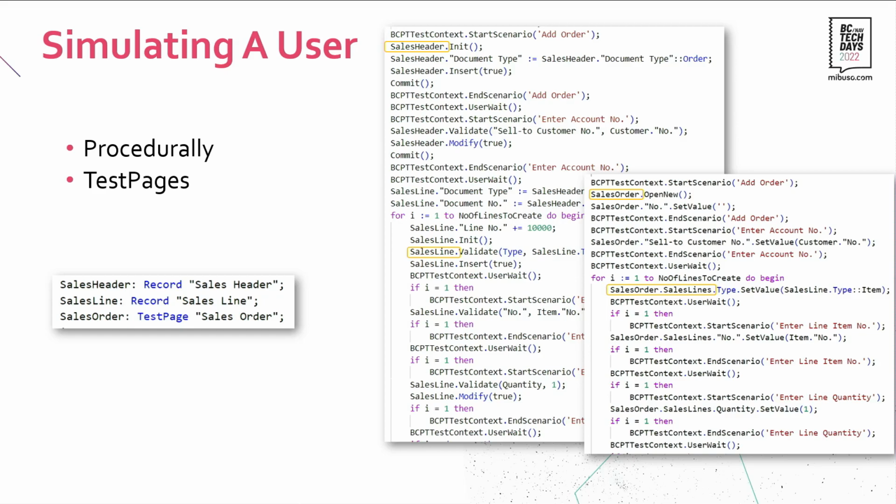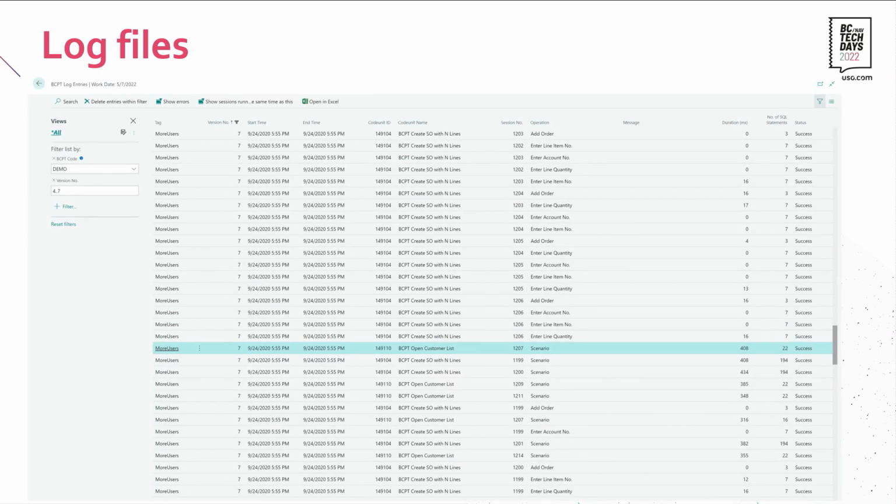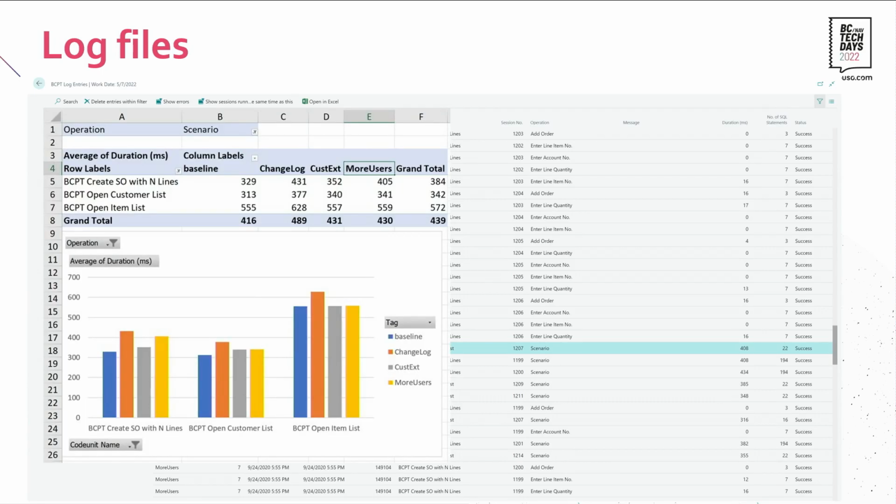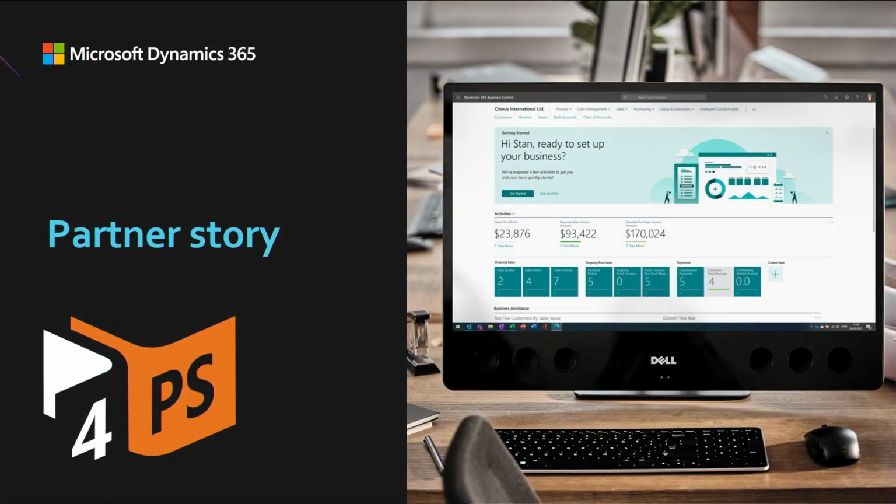And of course, you can also write your own ones from scratch. And then you get a bunch of log files. And you can do it from here, but you can also export it and play a bit around with, for example, pivot tables in Excel. Bardur will cover that later. But yeah, so that's basically a bit about the tool and the tests. And now Bardur will like to talk a bit about one of our partners, 4PS, and what they have done with this tool. Thank you.